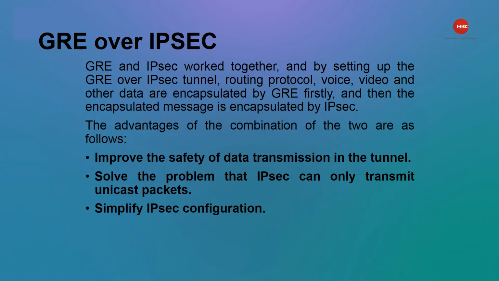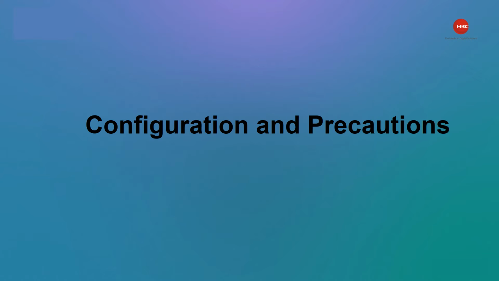The advantages of using the two together are as follows. Point 1: improve the security of data transmission in the tunnel. Point 2: solve the problem that IPSEC can only transmit unicast packets. Point 3: simplify IPSEC configuration. Okay, next, let's move to the configuration and the precautions of GRE over IPSEC.